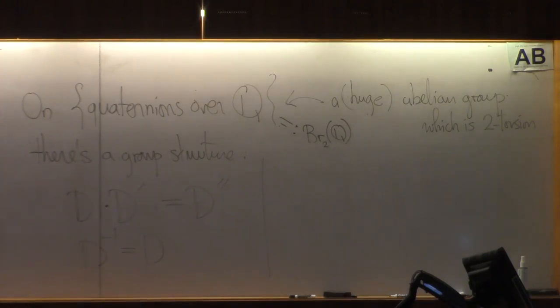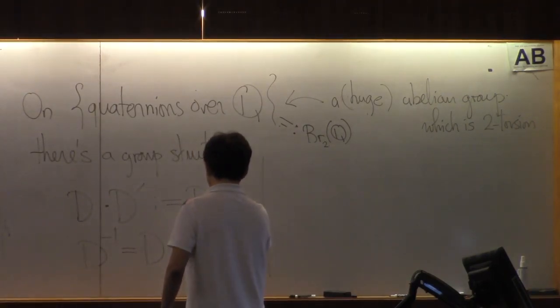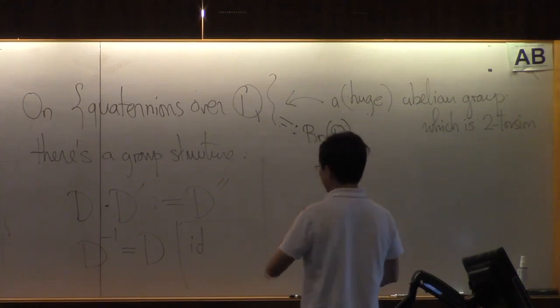Okay, go ahead. What's the identity of this group? The matrix. Sorry. Good question. I forgot something. See, my abstract algebra is very bad. I didn't even know.